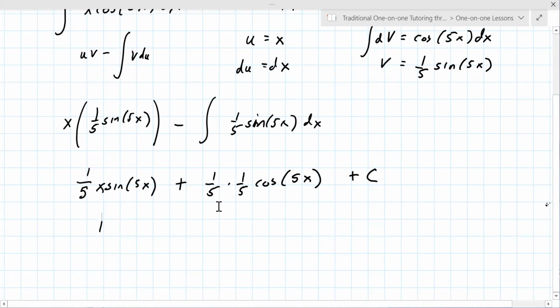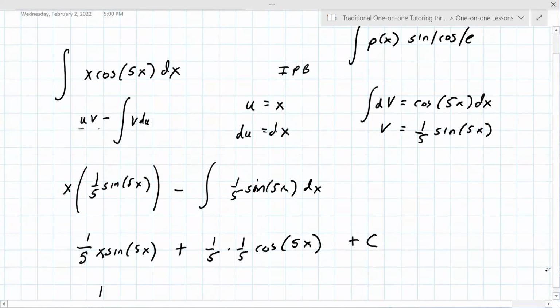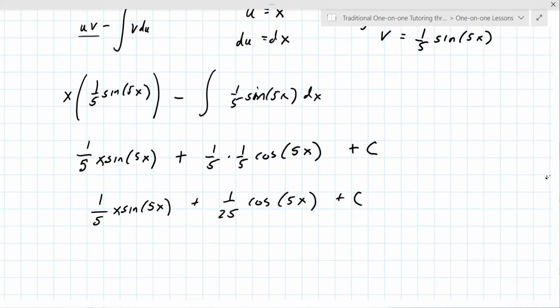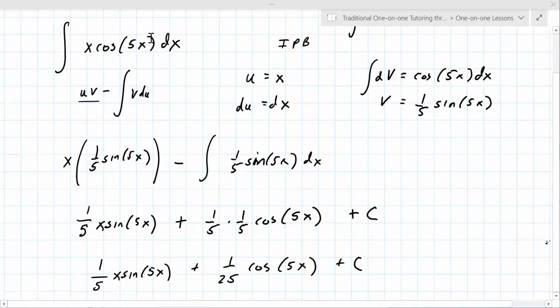Why didn't you have to take the integral of the first one, or is that just the formula? That's the uv. Yeah, that formula, that first one you don't integrate. Because it's already been taken into account by this by parts method. Okay, so you get 1/5 x sine 5x plus 1/25 cosine 5x plus c. Now you don't have time to do this, but if you had infinite time, you would take the derivative of this last line and you would get back to your original one.